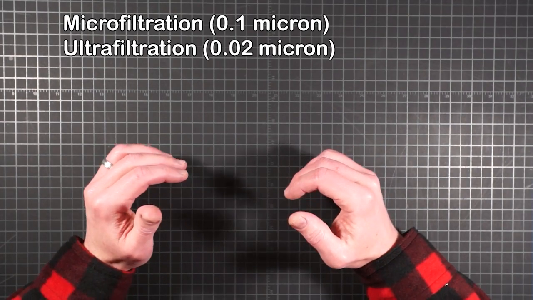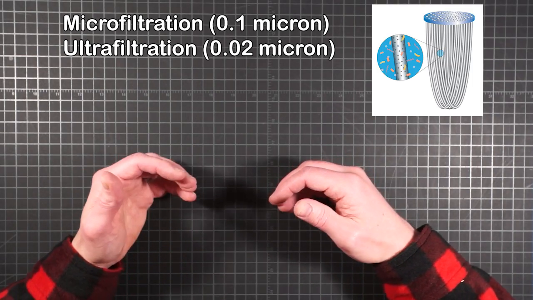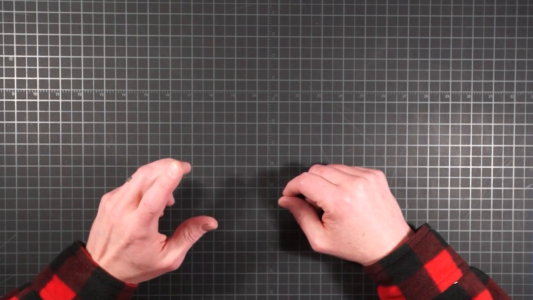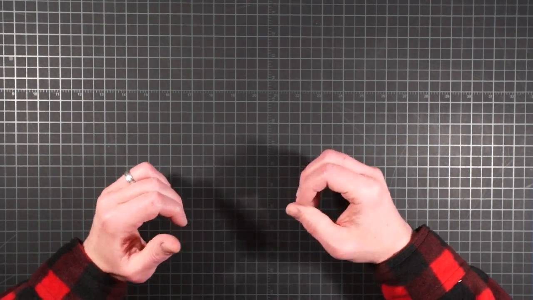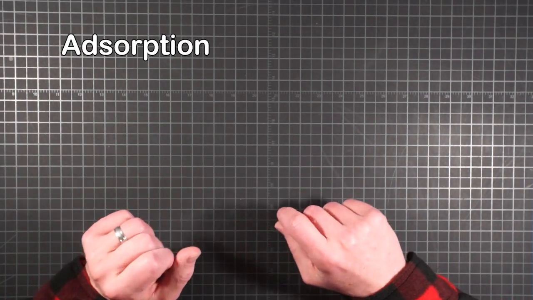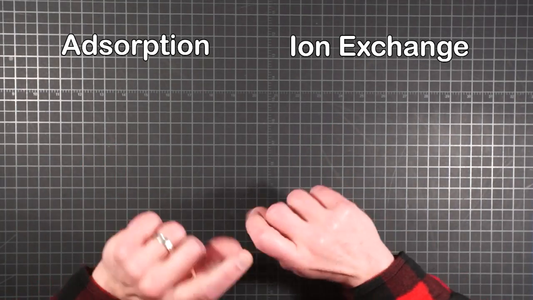Micro and ultrafiltration use size exclusion to physically block microbes from passing through a filter perforated by millions of microscopic holes called pores. But there's another way to trap the contaminants in your water using electro-chemical attraction with the similar and related technologies of adsorption and ion exchange. And that's what I aim to cover in this video, so let's get to it.